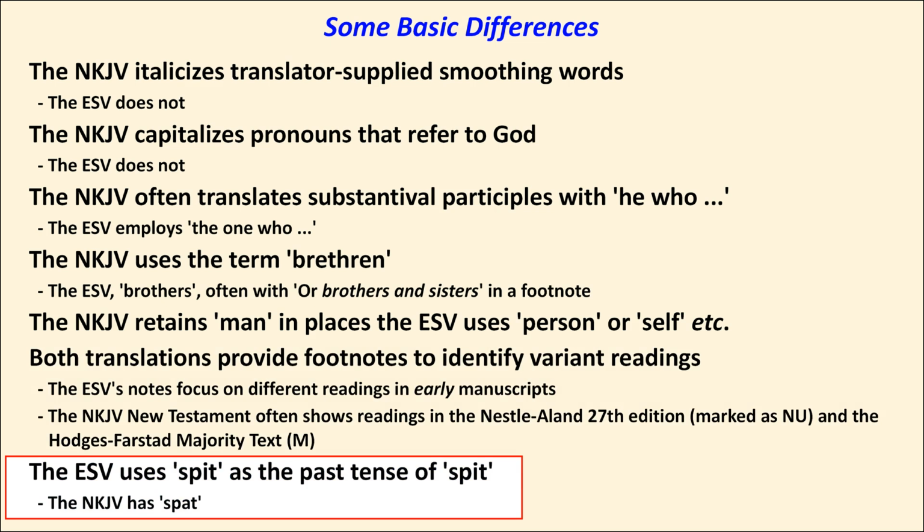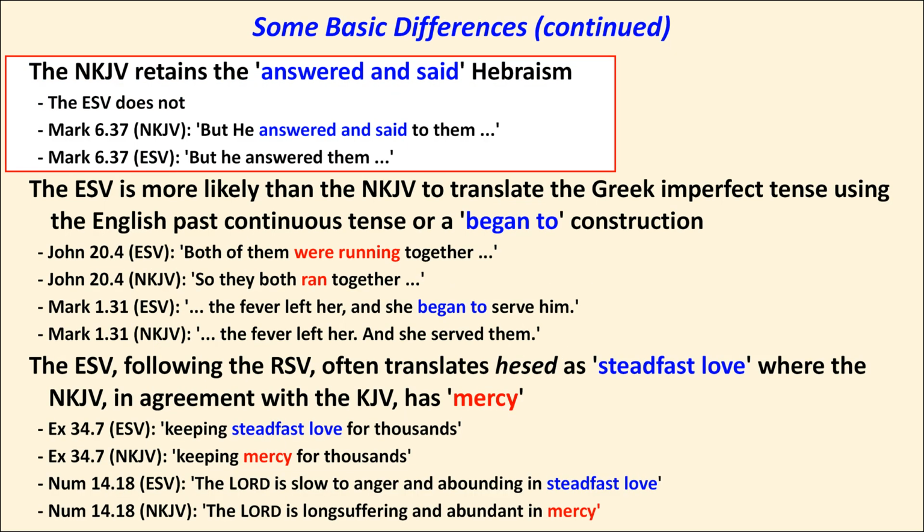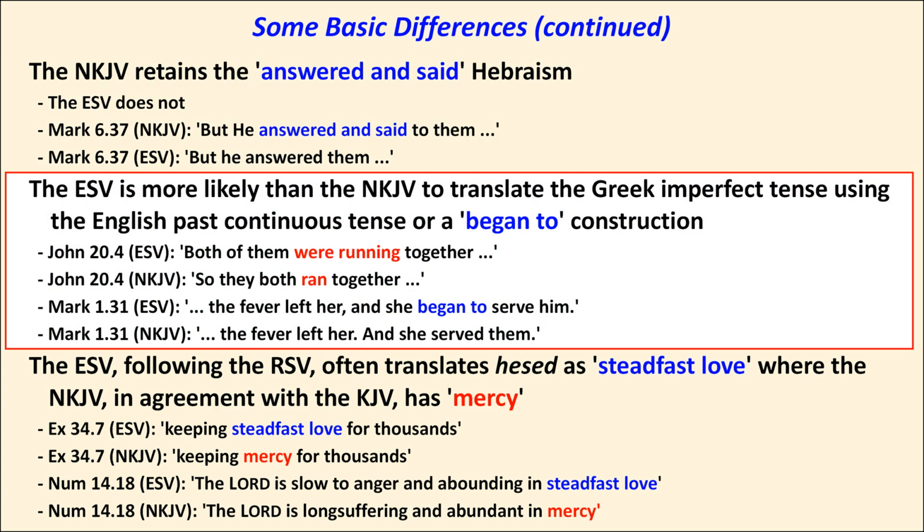past tense of spit. Continuing with differences, the NKJV retains the pleonastic expression answered and said. The ESV is more likely than the NKJV to translate the Greek imperfect tense using an English past continuous tense verb or a began to expression. That has become a common characteristic in modern English translations. I show a couple of examples here.